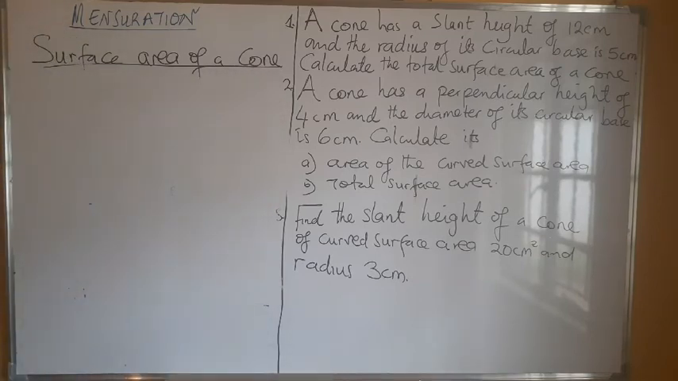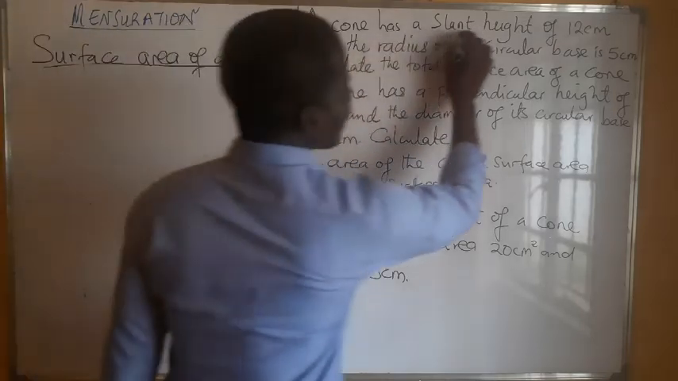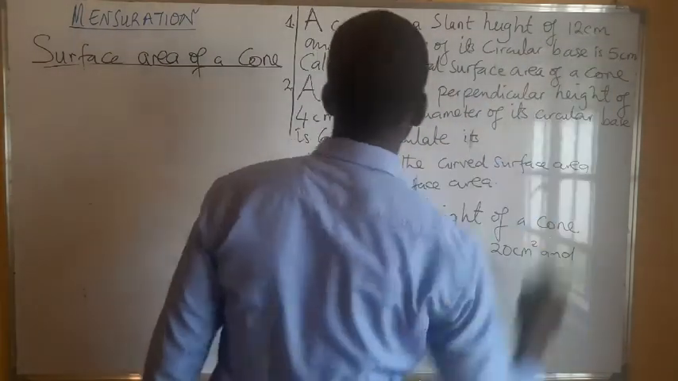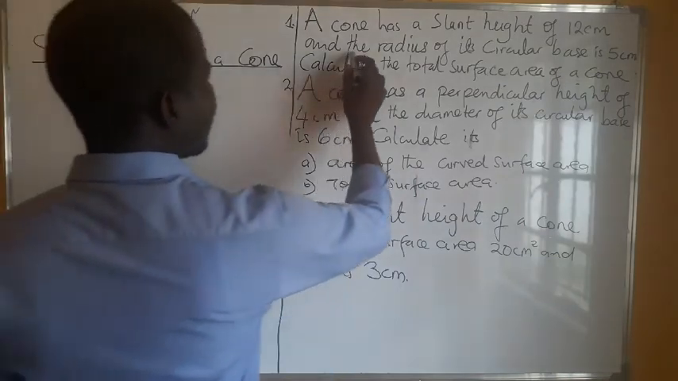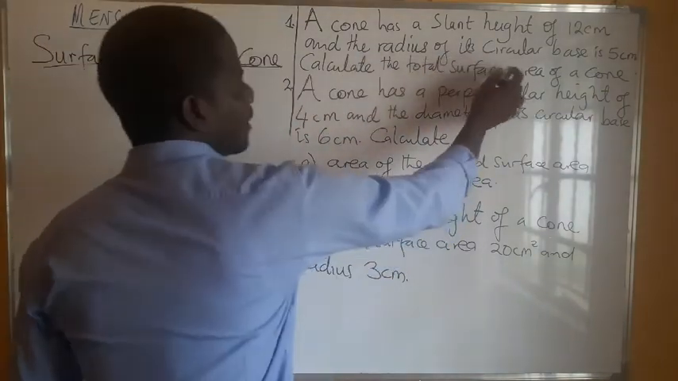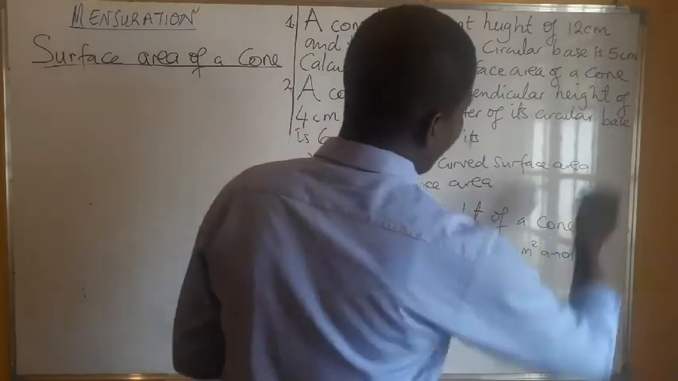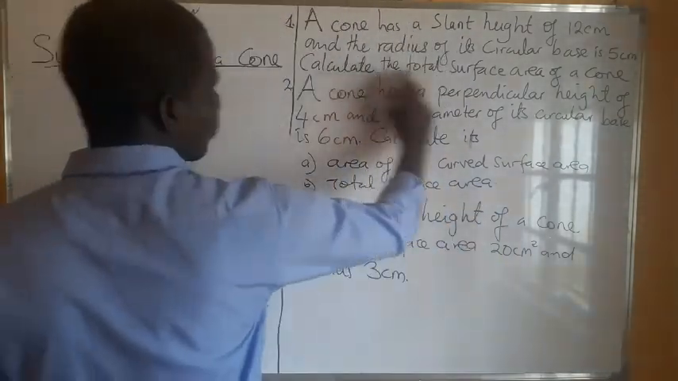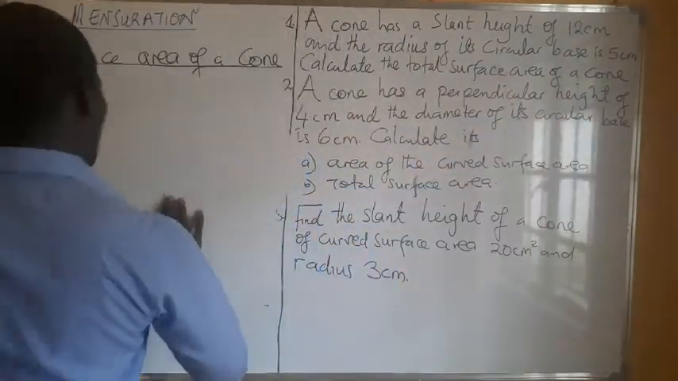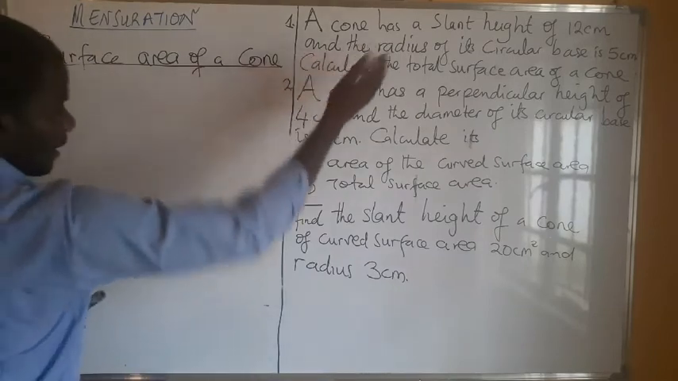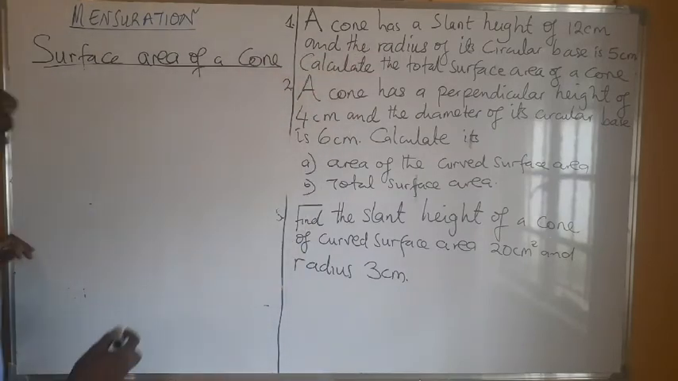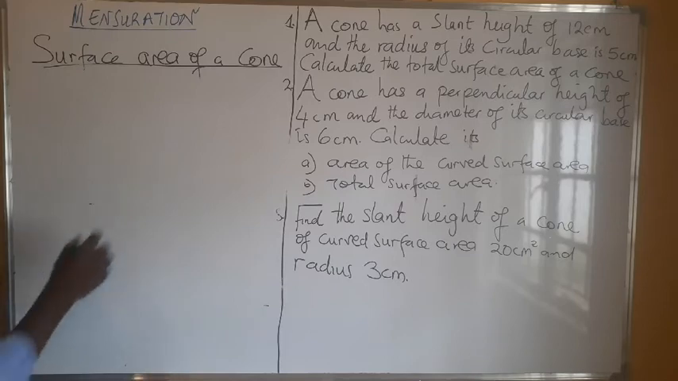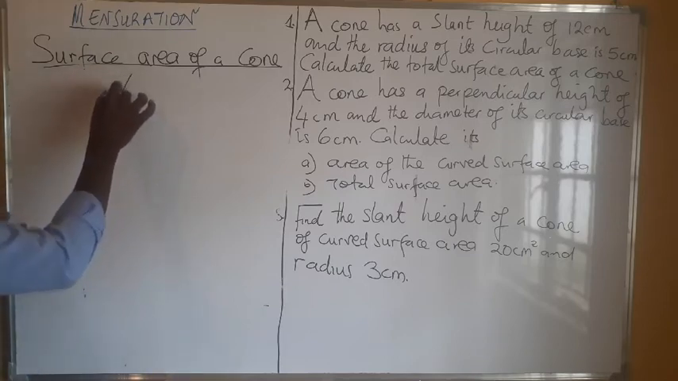Are they clear, these things on the board? Okay, I think so. So a cone has a slant height of 12 centimeters and the radius of its circular base is 5 centimeters. Calculate the total surface area of the cone. So it has been given in words, but we can come up with a sketch because sometimes in the exam a cone will be drawn for you.